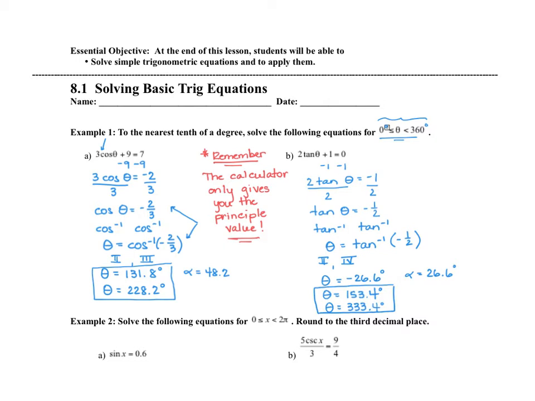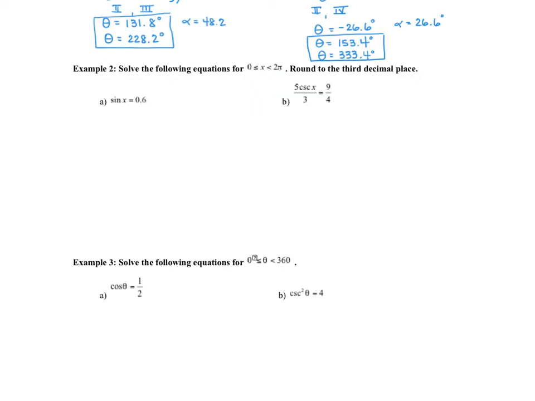And again, because we're restricted to 0 to 360 degrees, instead of adding 360n to both of those values, those are the only two that we're concerned about. Okay, so the next examples are asking us to solve the equations between 0 and 2 pi and round to the 3 decimal places, which means now we need to switch our calculators into radian mode.